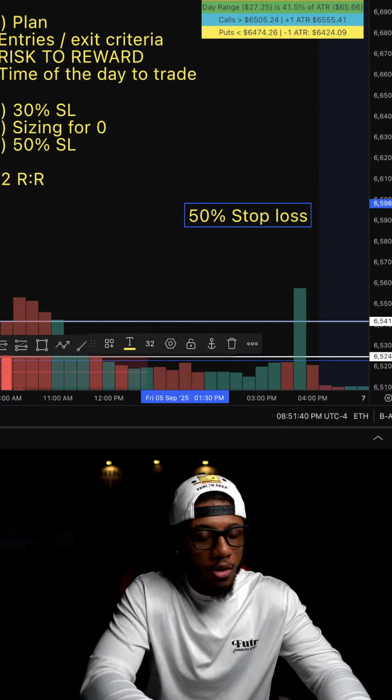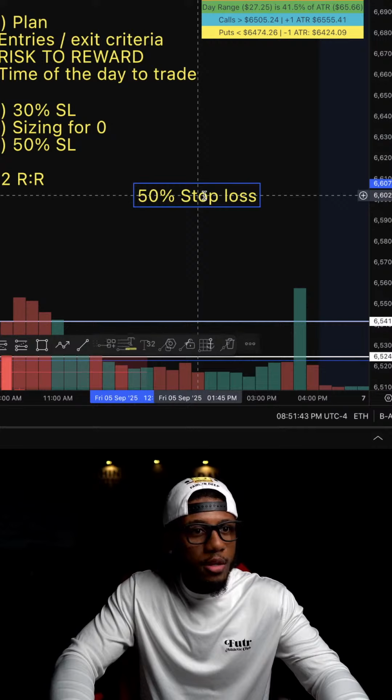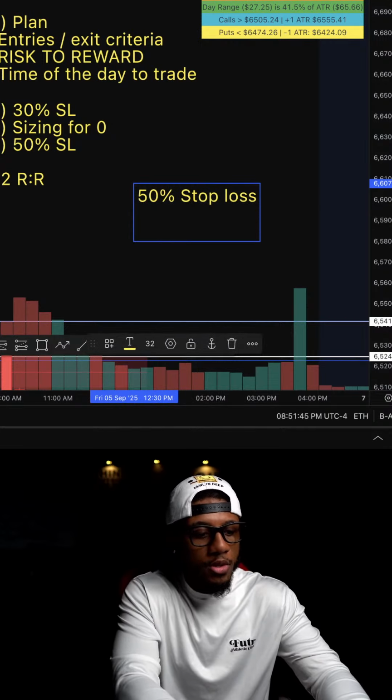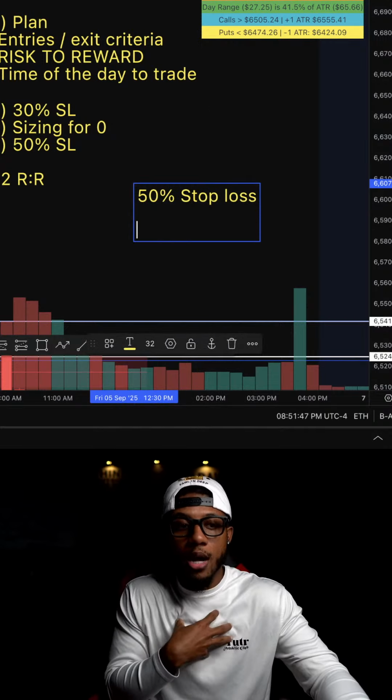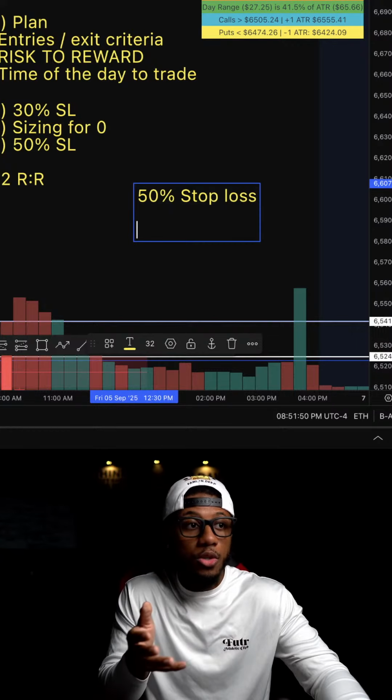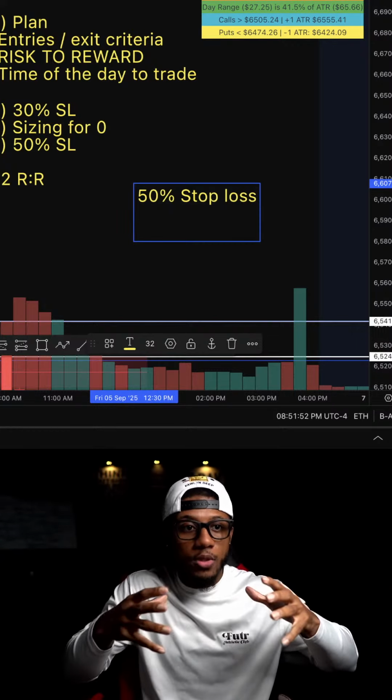I'm gonna type it right here, and then let me move this over because I think this should be good right here. So let's say 50% stop loss. Here's how I would trade my account. This is like a formula that you guys can use. This is a mixture of things that I've learned over time, right?